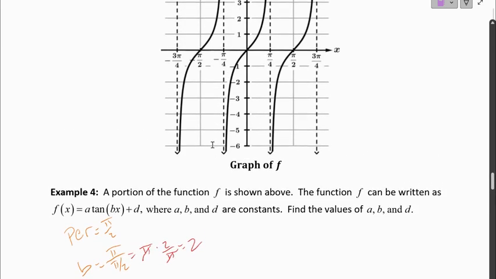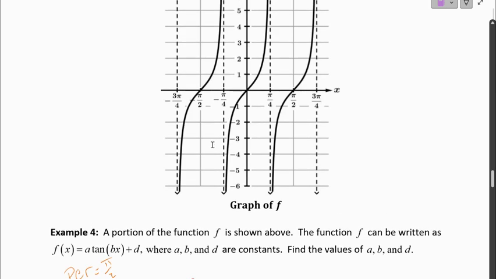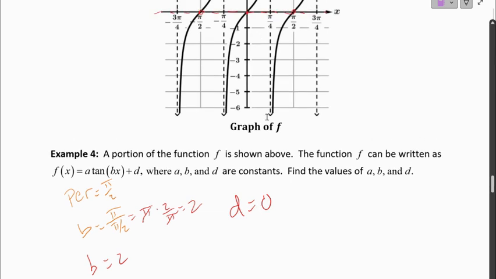Now, the next thing I'm going to look at is my vertical shift. We'll get to vertical dilation in a second, because that is sometimes a little tougher to see. So I look for where my centers are, and if you don't want to guess where it is, it's always right in the middle of your two vertical asymptotes. So here's a center point, here's a center point, here's a center point. Those are all on the y-axis, which means my d is 0. There is no shift up or down from a normal tangent graph.